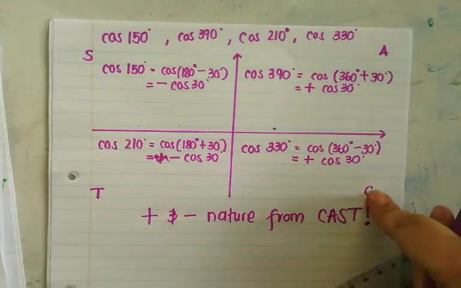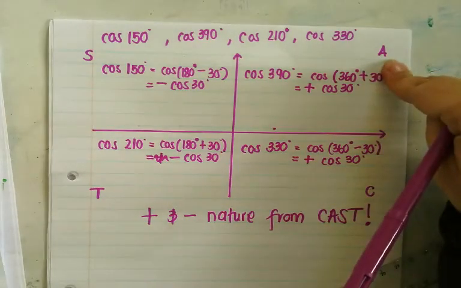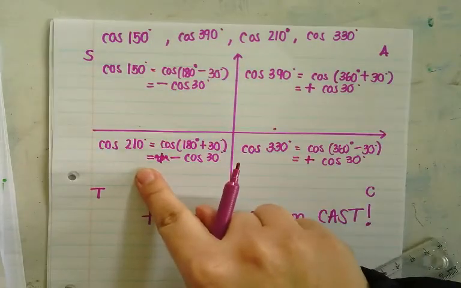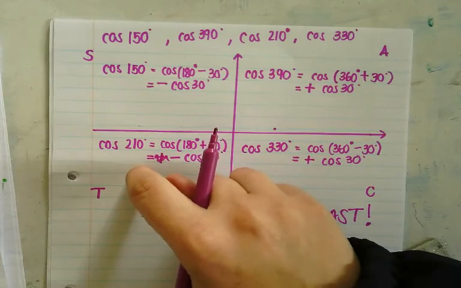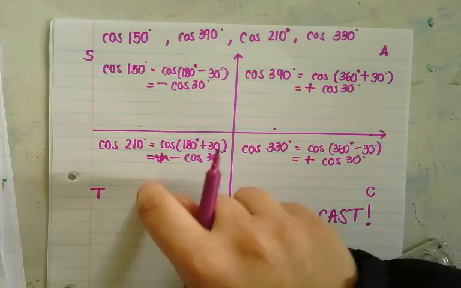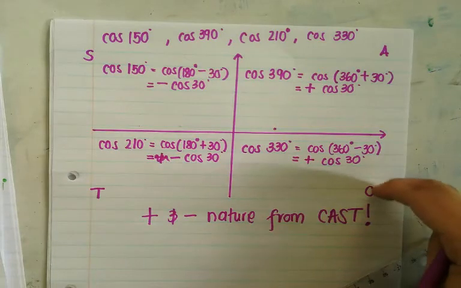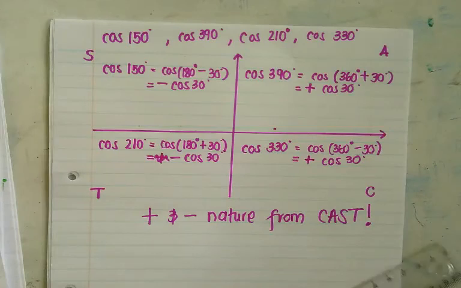Cos is always positive. That's what C stands for. All are always positive. That's what A stands for. S stands for sine is only positive. T stands for only tan positive. So if tan is positive only, it means sine and cos have to be negative. And if cos is only positive, then sine and tan have to be negative. That is what the CAST diagram tells us. So that's part of the stuff that you've missed. Okay.